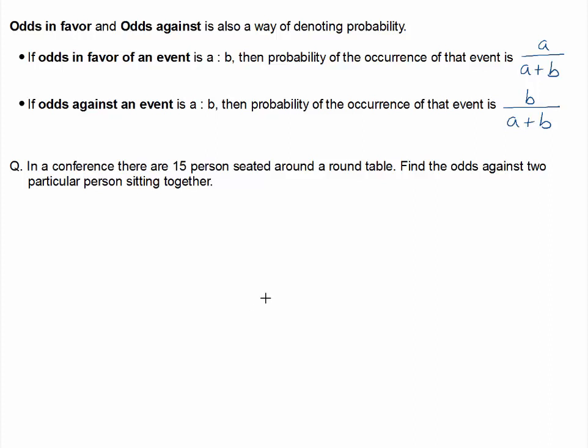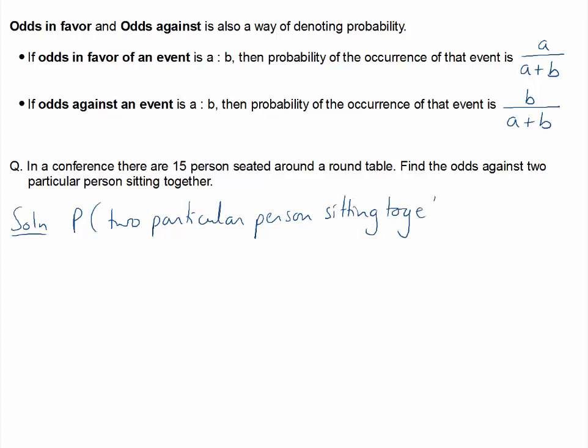In a conference, there are 15 persons seated. Find the odds against two particular persons sitting together. So we need to find odds against an event. So we will first find the probability of occurrence of that event. So the probability that two particular persons are sitting together would be equal to n of A divided by n of S.